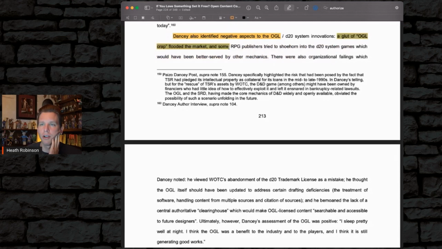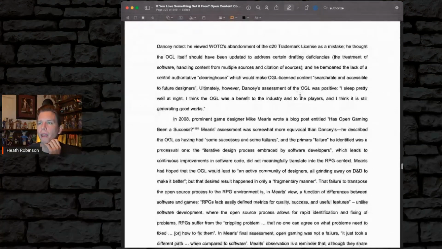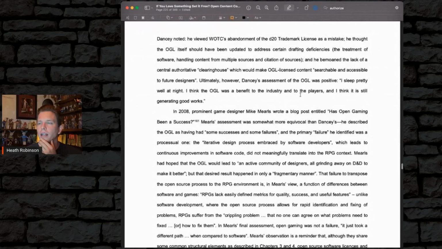"A glut of OGL crap flooded the market." I remember that. And some RPG publishers tried to shoehorn into the D20 system games which would have been better served by other mechanics. There were also organizational failings, which Dancy noted. He viewed WotC's abandonment of the D20 trademark license as a mistake.